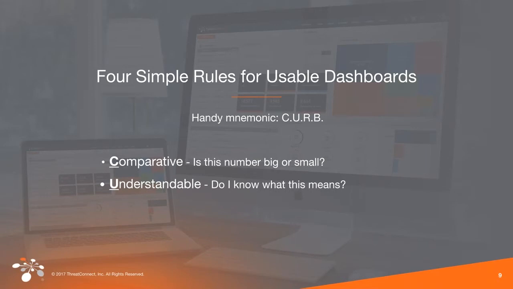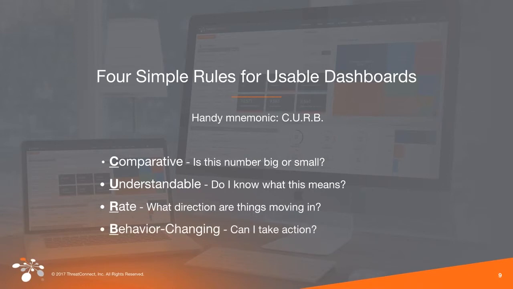The U stands for understandable. So again, your dashboard should not be a space shuttle cockpit. It should be easy for anyone to understand what story is being told on the dashboard. Ideally, it should be a rate. It should give you an idea of which direction things are moving in. Is it increasing? Is it decreasing?